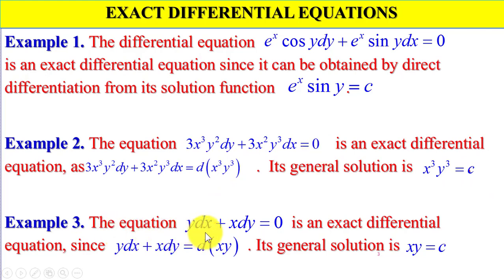The equation y dx plus x dy is equal to 0 is an exact differential equation, because y dx plus x dy is equal to d of xy. If we integrate this, then we will get xy is equal to c. Therefore, the solution of this equation is xy is equal to c, and this equation is an exact differential equation.